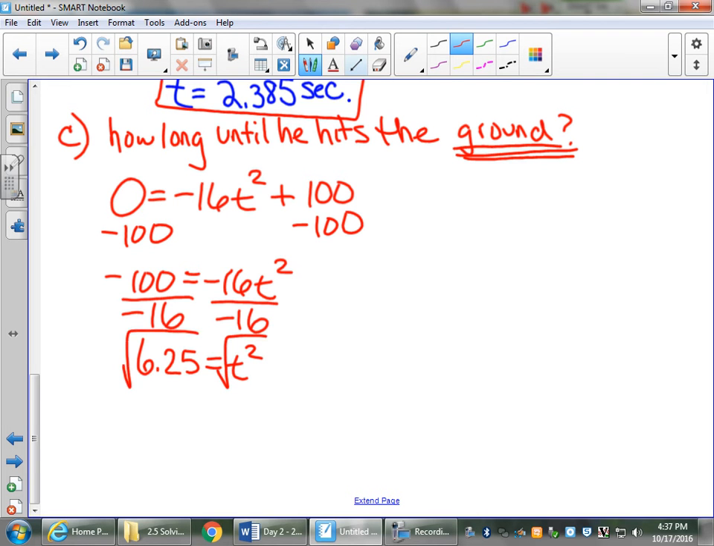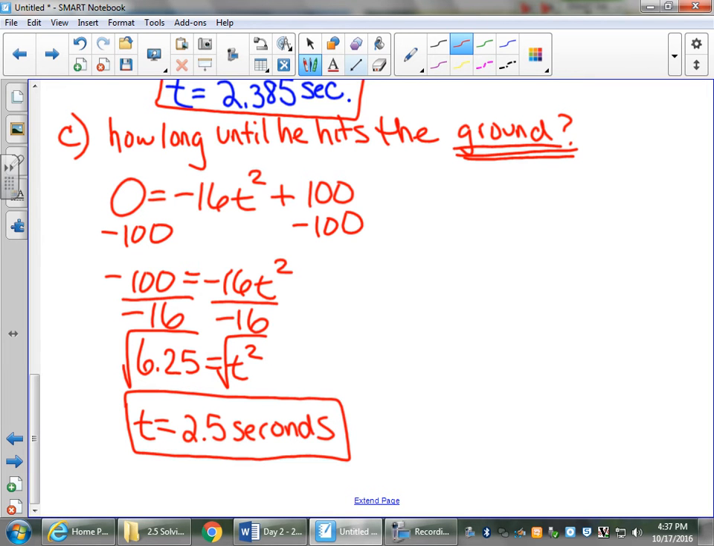Square root both sides. And don't put the plus or minus because the negative time won't make sense. And we get a time of 2.5 seconds. That is not rounded. That's just what it ended up being. So it only takes 2.5 seconds until he hits the ground. Not much longer than when he hit the cushion, which was a little over 2.3 seconds.